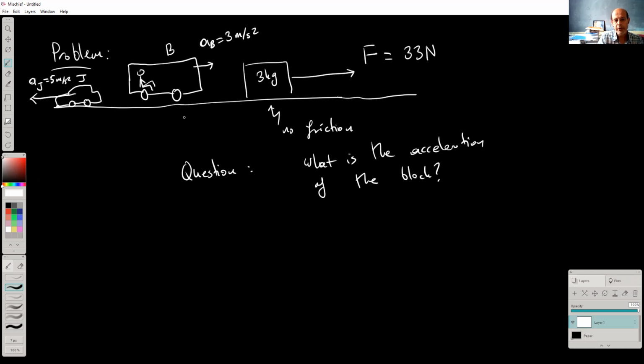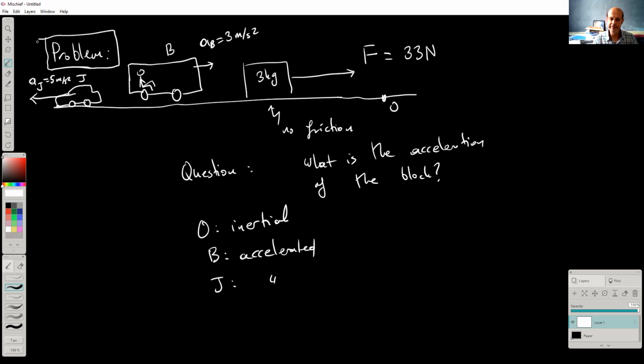So in any case, I'm going to solve the problem, the acceleration of the block, in these three reference frames. Let me call this the O reference frame. So O is inertial, B is accelerated, and the Jaguar is also accelerated. The bus and the Jaguar are accelerated. The ground frame, the O, is the inertial reference frame. So we'll be basically solving this problem. This is just for illustrating what's happening in here.